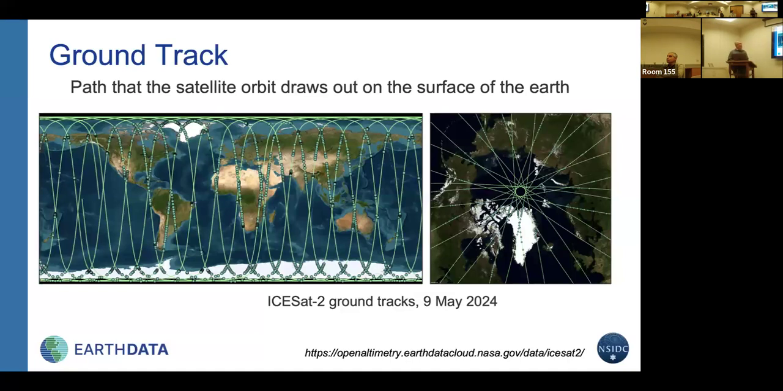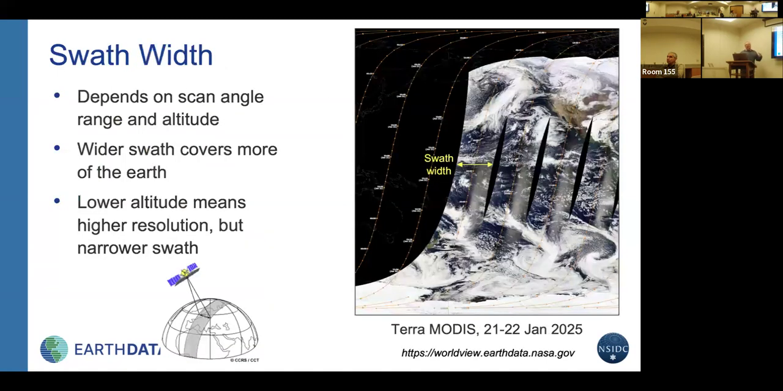This is an ICESat-2 ground track. Kayla is very familiar with this. You may recognize that. This is from OpenAltimetry, and you can see again where it's collecting data from, or where it's flying over, and then the polar look there. But again, depending on the sensor, it's going to capture not just right underneath it, but a certain width, which is called the swath width, and that provides the coverage that you see.